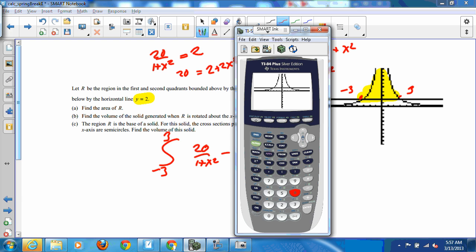I've already put this in the calculator. I'll show you what I did here. I got y1 is the first function and y2 is just the line y equals 2. So we should be able to go here and do a math, and do the integral, which is, I think, number 9. Try that again. Yeah, number 9. So we're going to take the integral from negative 3 up to 3.